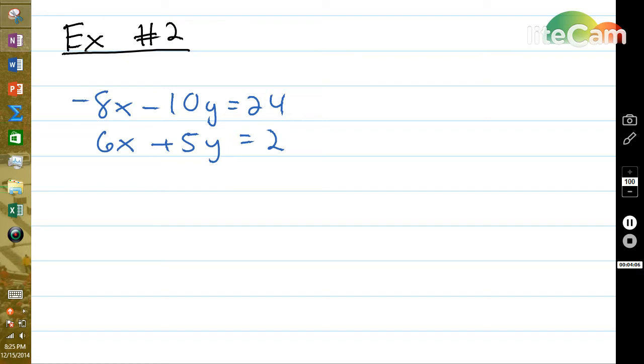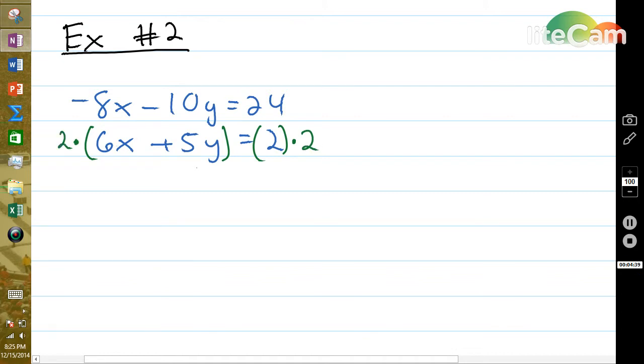The easiest way to do this is to look at the coefficients of each variable. If I have 6 and 8, 6 is not a factor of 8, so I would have to multiply both equations by some constant. Over here for the y coefficients, I have 5 and 10. 5 is a factor of 10. So if I multiply the bottom equation by 2, I will create a y term that is the opposite of negative 10, because 2 times 5 is positive 10.